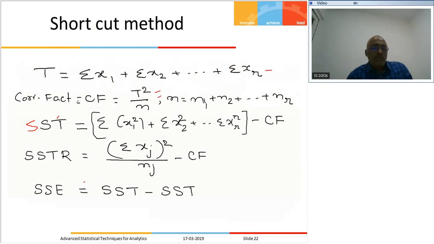So we have to calculate T, which is the sum of the data sets that are given, and the correction factor, that is T square by n, where n is n1 plus n2 plus so on, whatever n's we have. Then we have to calculate SST, SSTR, and the sum of square errors, SSE.